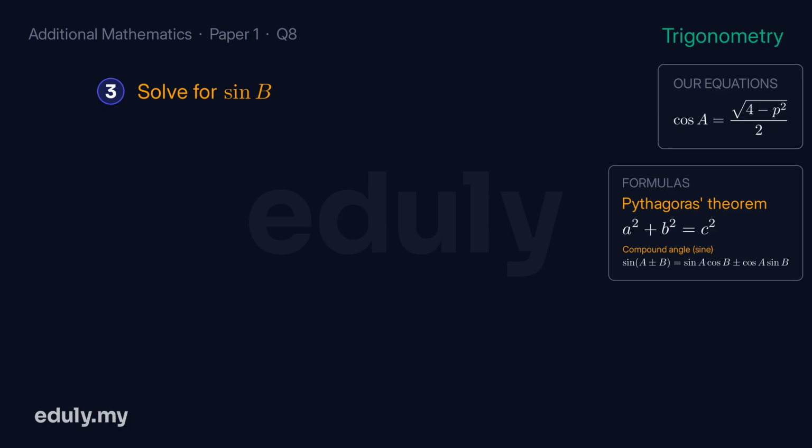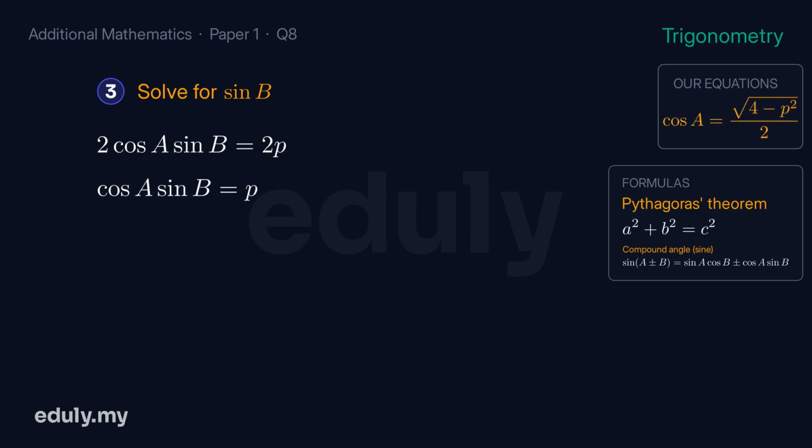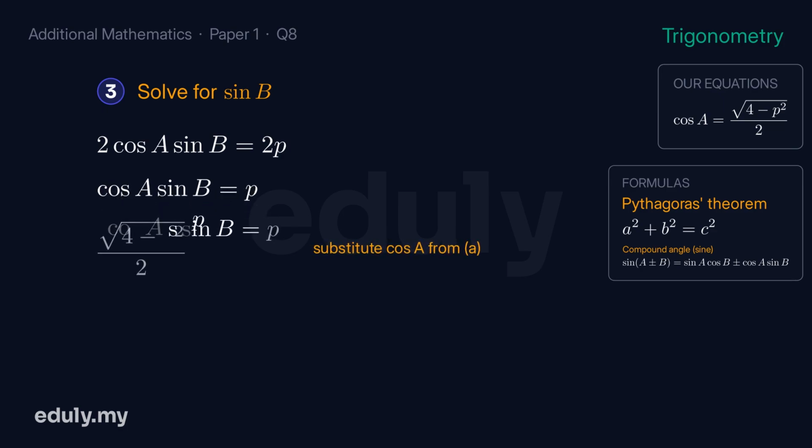Section 3. Now set that equal to 2p and solve for sine B. From Section 2, sine of A plus B minus sine of A minus B equals 2 cosine A sine B. That equals 2p. Divide both sides by 2. Substitute our result for cosine A from Part A.